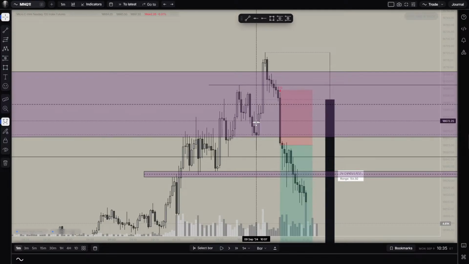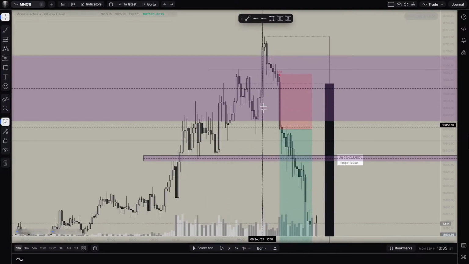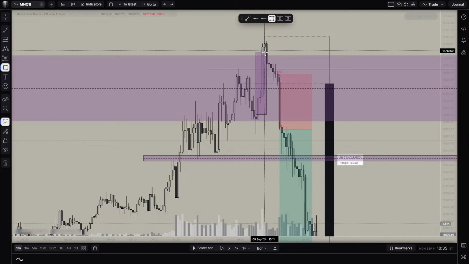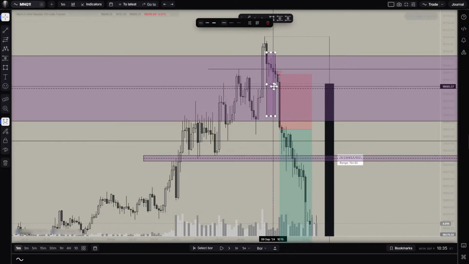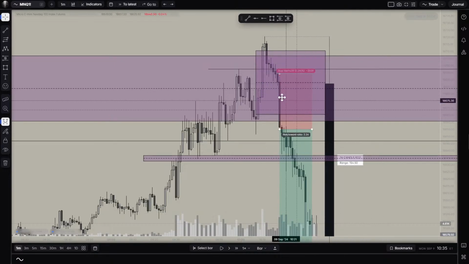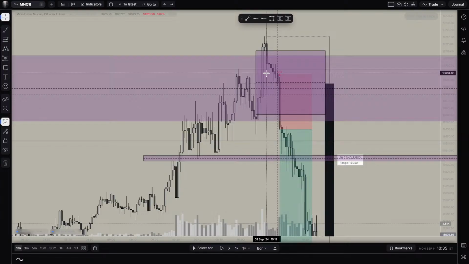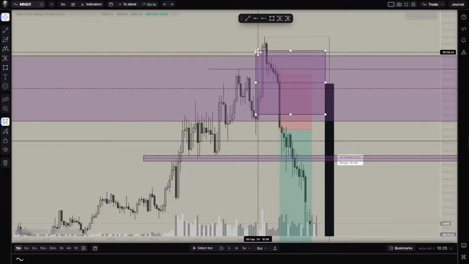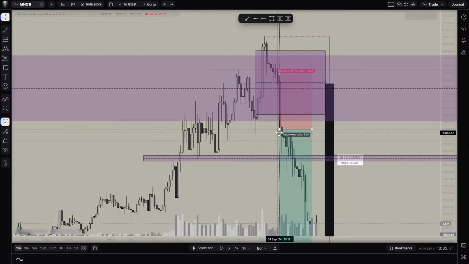And see, this gap, this imbalance got disrespected. So we got a huge inversion, which means buyers are getting out of the market and sellers are taking control. And this candle meant sellers are in control.